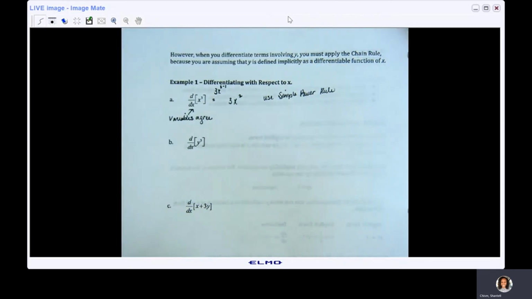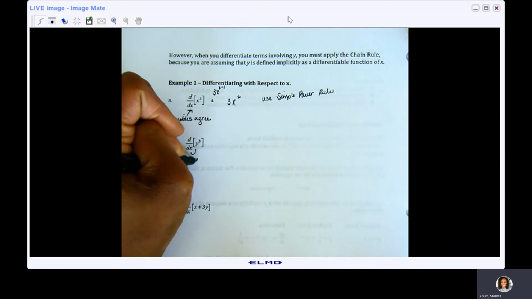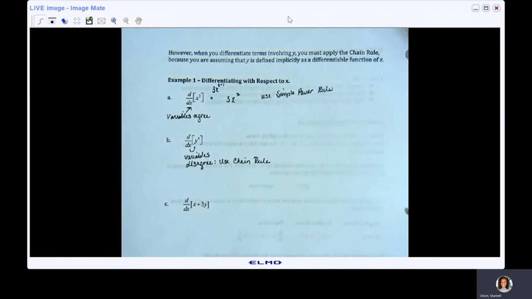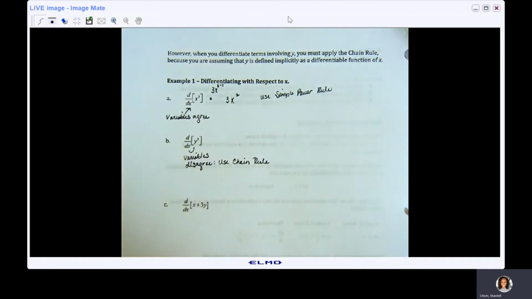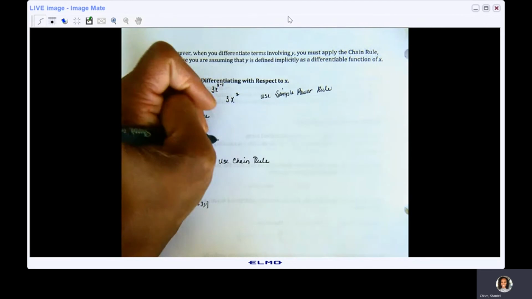Okay, variables agree. Look at B though. You are looking to differentiate, or find the derivative, with respect to x, but you've got a function of y. Variables disagree. So therefore, we need to use chain rule. So you might be asking, well, how do I take the derivative with respect to x, but the function is y? Well, you're going to take the outer derivative, and then you're going to say times the inside derivative. Okay? So here's how we do that.